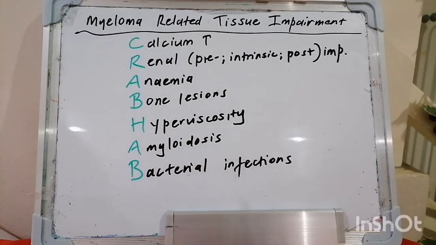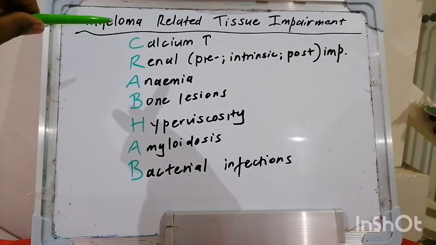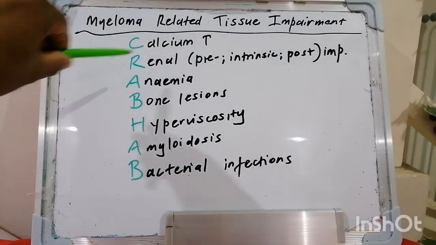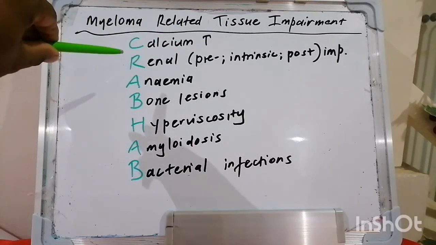So you end up with hypercalcemia, often in excess of 2.75 millimole per liter. And how this manifests clinically, the patients complain of weakness and nausea, abdominal pain, polyuria, and altered mental status. Renal impairment can happen at a pre-renal, intrinsic renal, and a post-renal level, right?